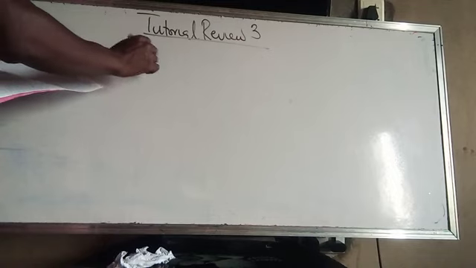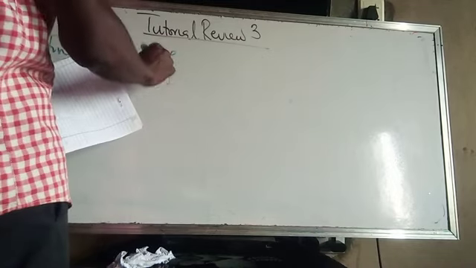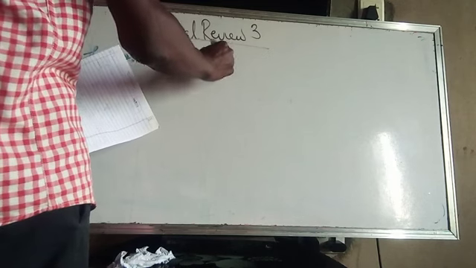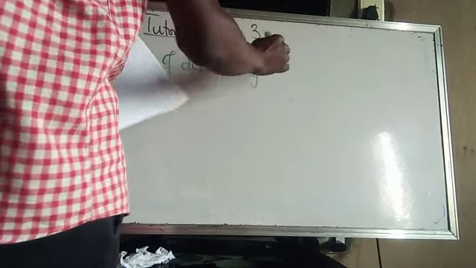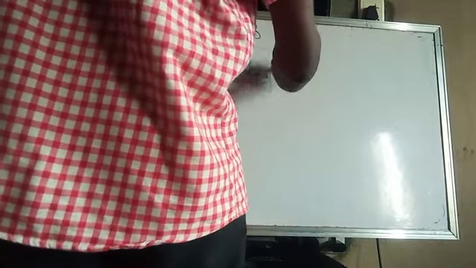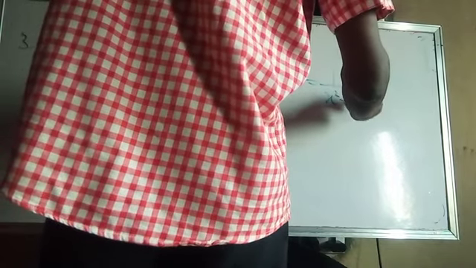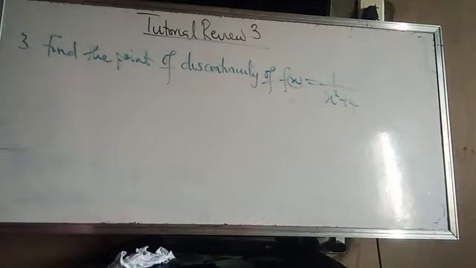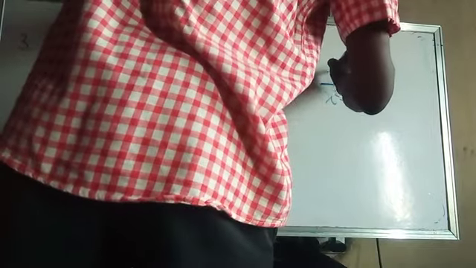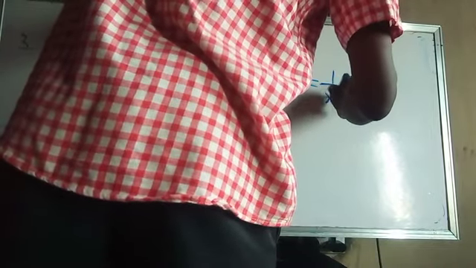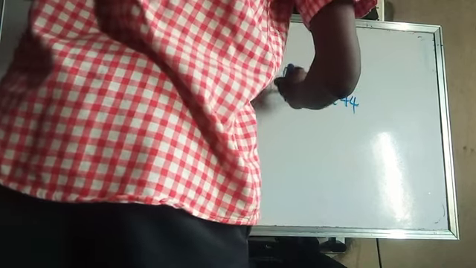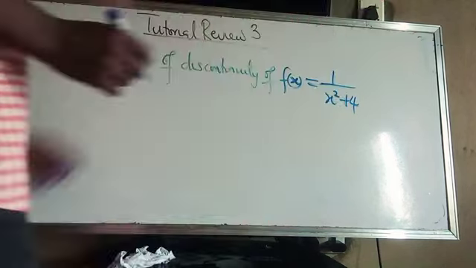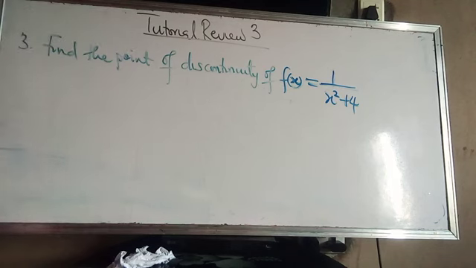Find the point of discontinuity of f of x equal to 1 over x squared plus 4. Find the point of discontinuity of the function f of x equals 1 over x squared plus 4.